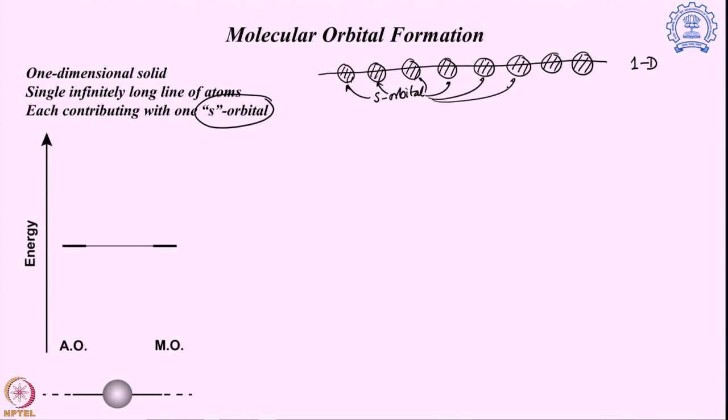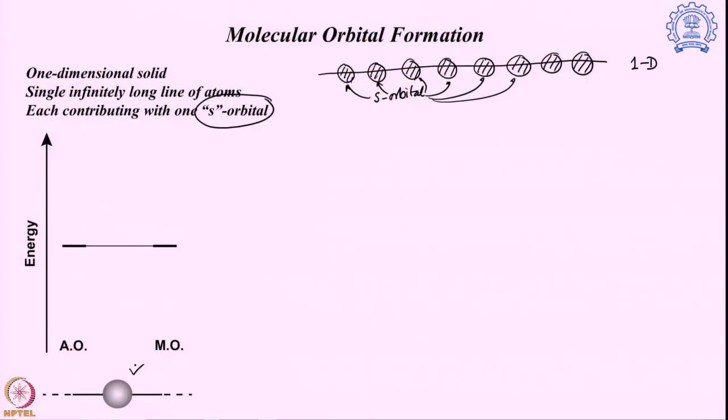So how is that going to help me understand how they form the molecular orbital theory? Again, we start from the beginning. First, we assume there is only one atom present, and this one atom is not interacting with anything else, but it has this s orbital. This s orbital will remain at the same energy if it is not interacting with any other atom. That creates the molecular orbital where only one atom is present in that one-dimensional solid. So here you can see the energy is the same for both the atomic orbital and the molecular orbital.